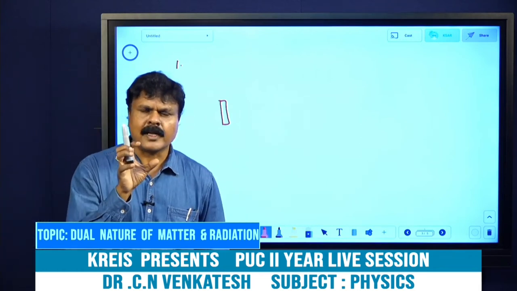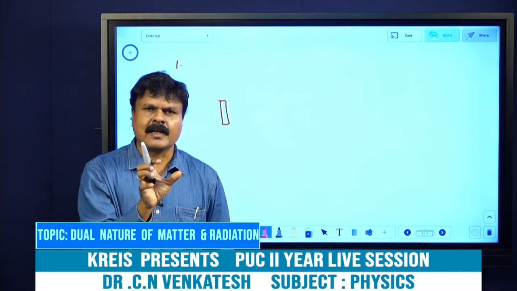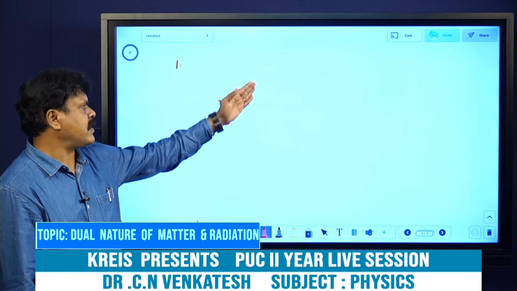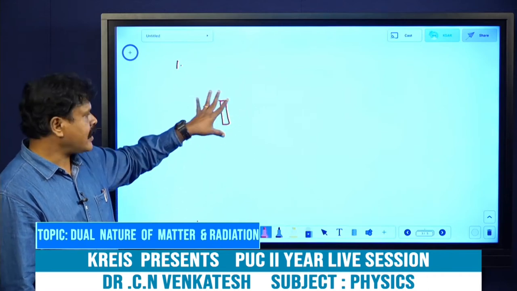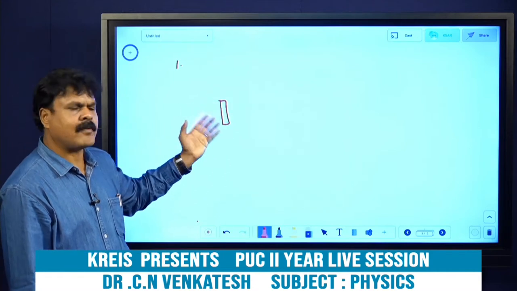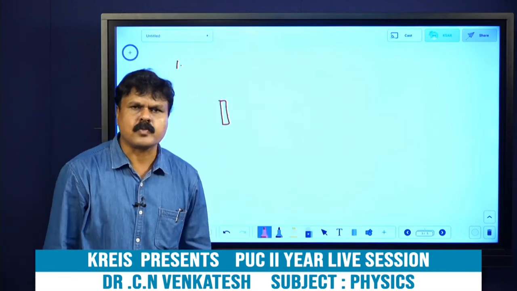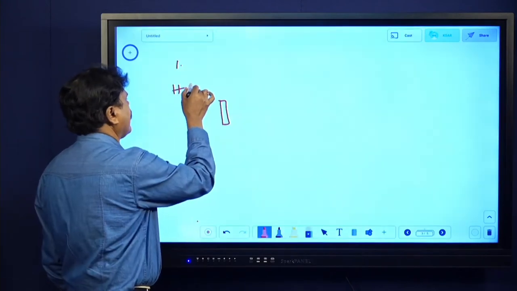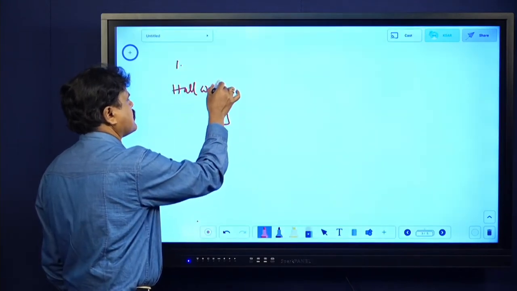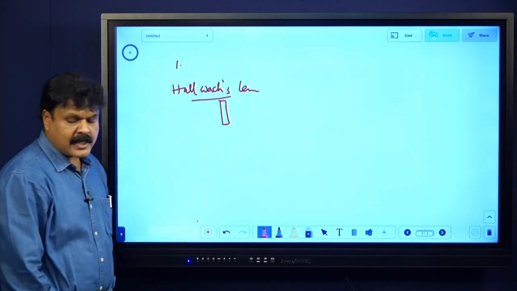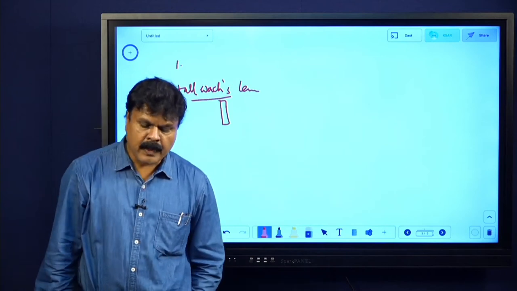When he allowed light to fall on an emitter, it was giving sparks, and for that he gave an explanation. What is the explanation? When light falls on it, the electrons present absorb some energy, and if the energy is sufficient, they escape out of it. That is one thing. And next, Hallwachs and Lenard's observations. These are also what we have seen in the experimental facts.